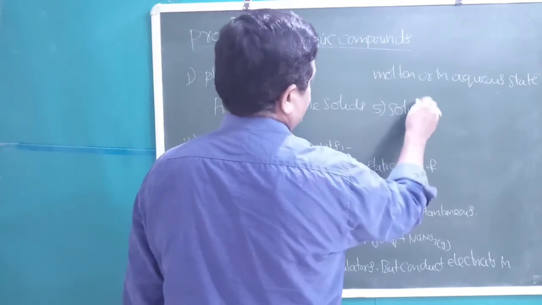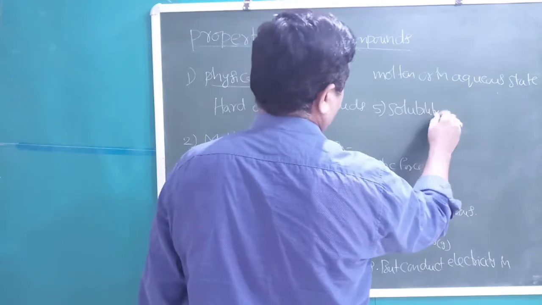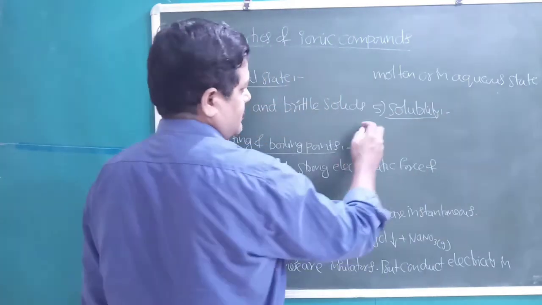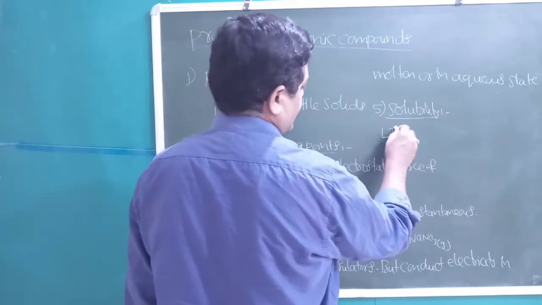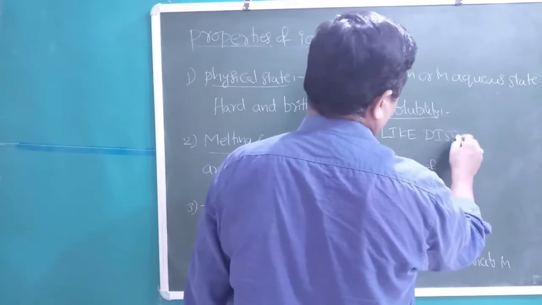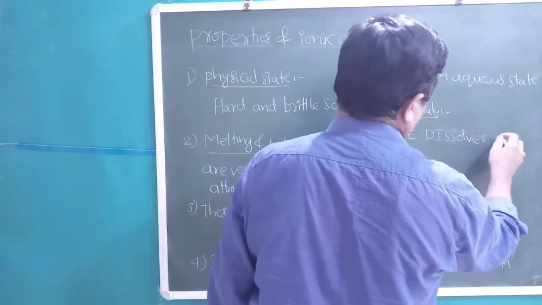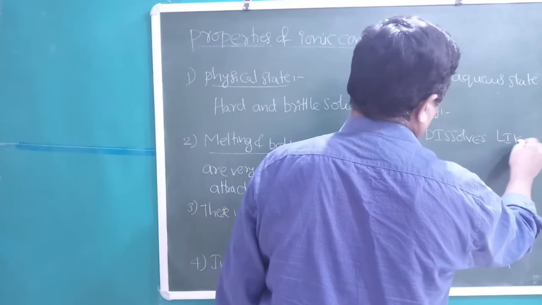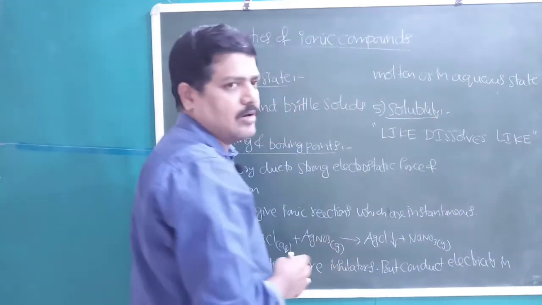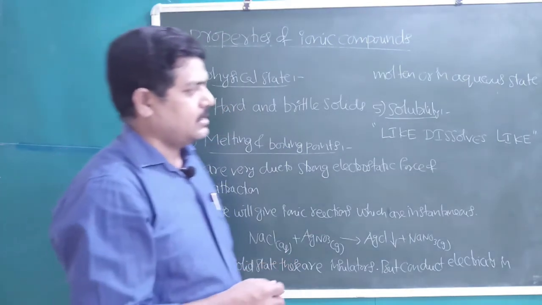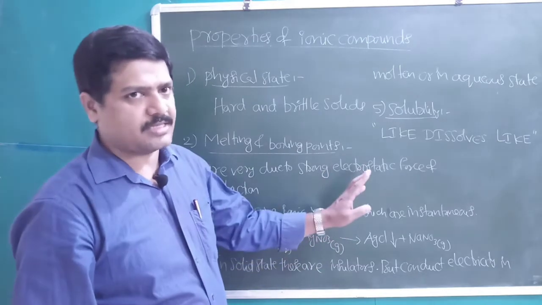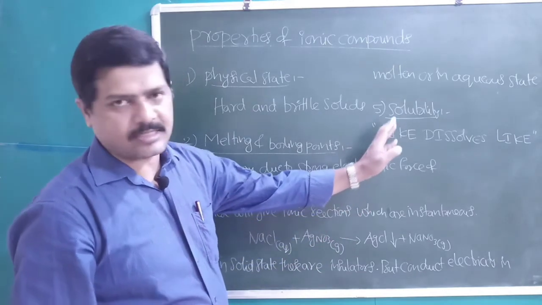Fifth property is solubility. Students, for solubility there is a general sentence: like dissolves like. If it is a polar compound, that is soluble in a polar solvent like water. If a given compound is non-polar, that is soluble in a non-polar solvent. Like dissolves like.